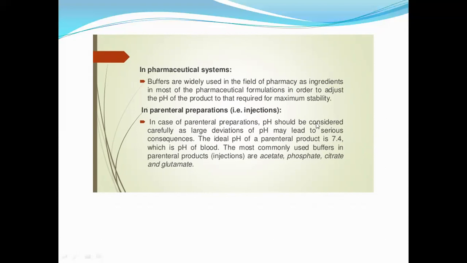The ideal pH of a parenteral product is 7.4. It is the neutral pH, the normal body pH, the pH of blood. The most commonly used buffers in parenteral products, injections, are acetate, phosphate, citrate, and glutamate.